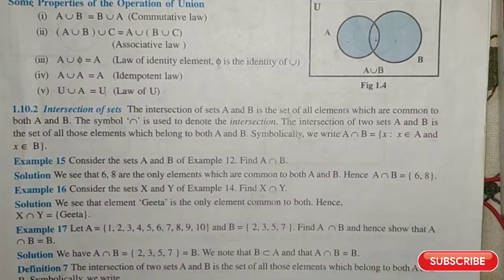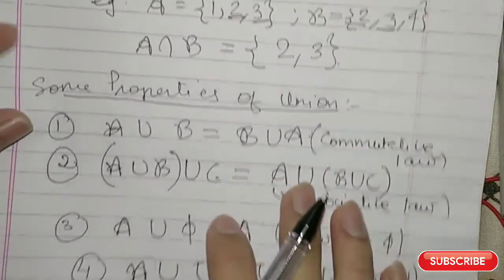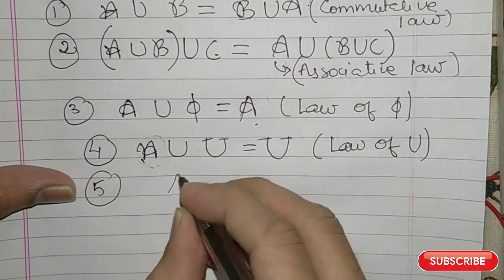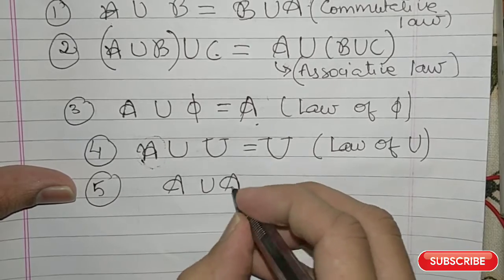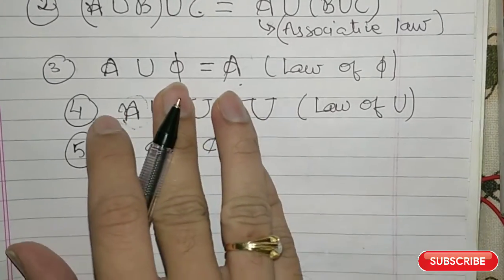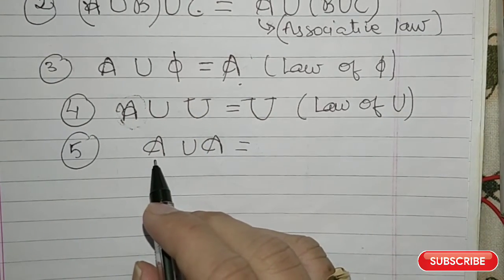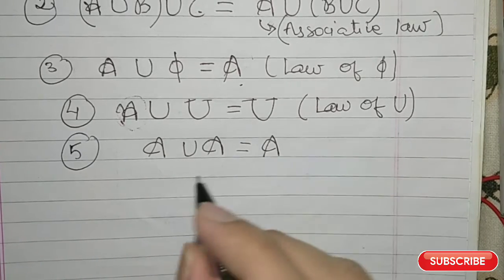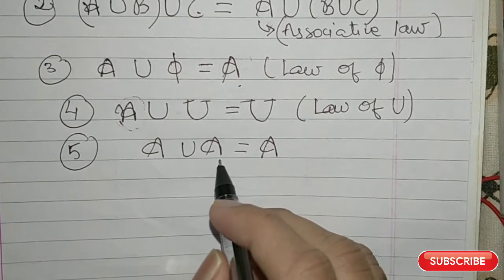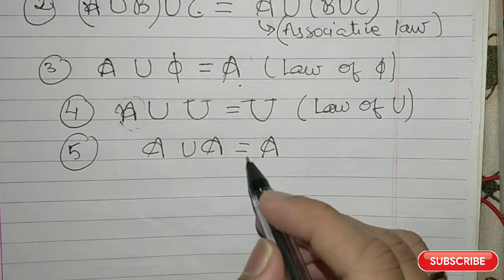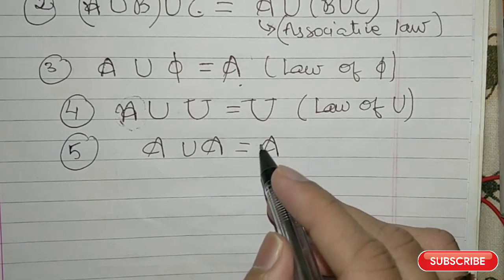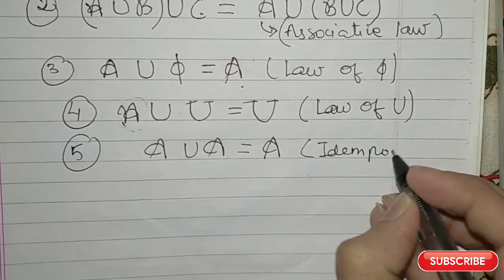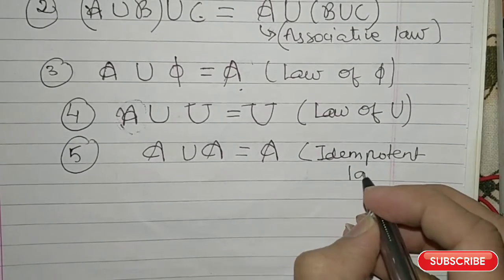One more law is there, known as the idempotent law. Let us look at the fifth, that is A union A. If you take A union A, that is the union of the same set, so what you will get is the same set. All the elements of A and all the elements of A, that means the elements of A itself, right? So this is known as the idempotent law.